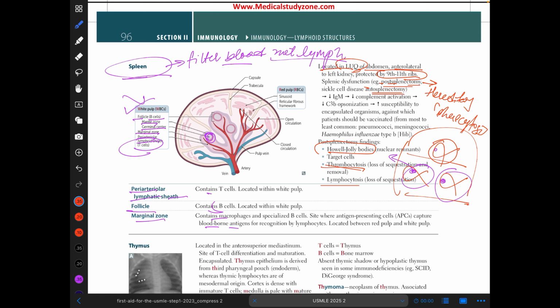Okay, this is all about the spleen. And to recap, it has two types of pulp, white and red pulp. In the white pulp, there are B cells in the follicles, and the periarterial lymphatic sheath has the T cells. In the red pulp there are sinusoids that have macrophages, and macrophages have different names according to their places. Like in the liver it is the Kupffer cell, in the brain it is the microglia, in the bone it is the osteoclast, etc.